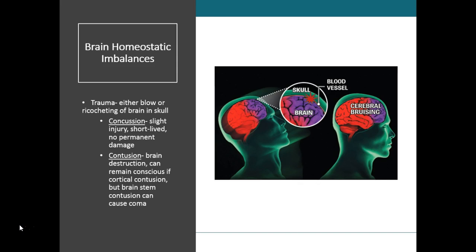A contusion is a bruising due to trauma and includes the leaking of blood from the tiny little microscopic blood vessels located within the brain. It's usually associated with a concussion. In a contusion, the pia mater may be torn, and that allows blood to enter the subarachnoid space. The most commonly affected area is the frontal lobe.